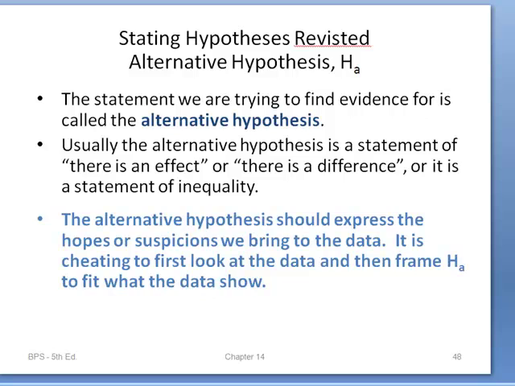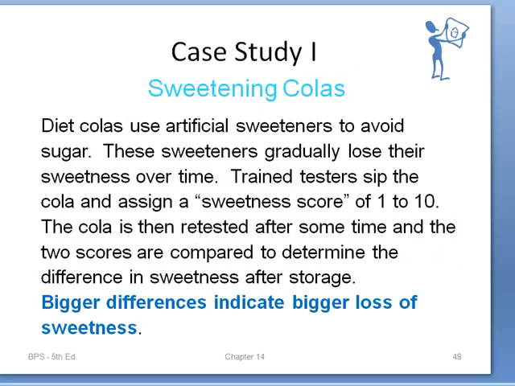So we're going to go through this case study, sweetening colas. Diet colas use artificial sweeteners to avoid sugar. These sweeteners generally lose their sweetness over time. Trained testers sip the cola and assign a sweetness score of 1 to 10. The cola is then retested after some time, and the two scores are compared to determine the difference in sweetness after storage. Very important: the bigger the difference indicates the bigger the loss of sweetness.